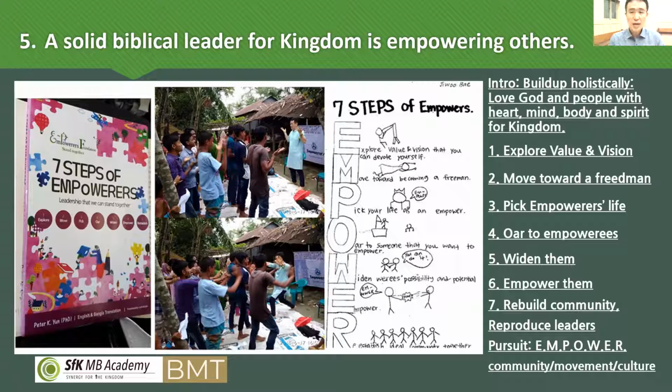So we have a vision for the kingdom. It's built up holistically, to love God and people with all of your heart, mind, body, and spirit. This is vision. This is a dream. This is our desire to serve, also to help myself. And numbers 1 to 3, E-M-P, is self-standing and also making a decision to empower others.